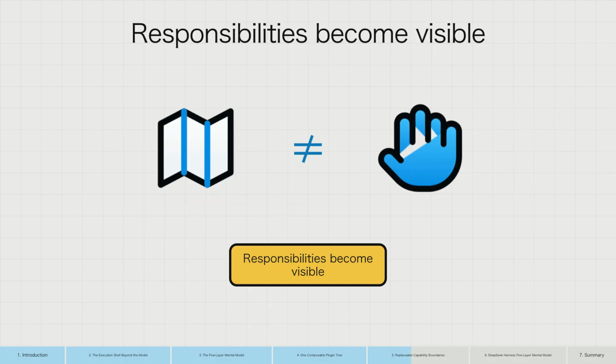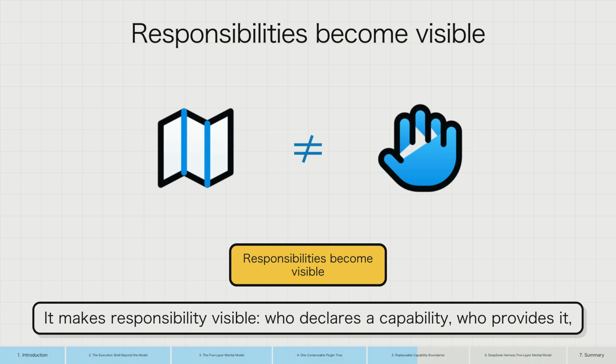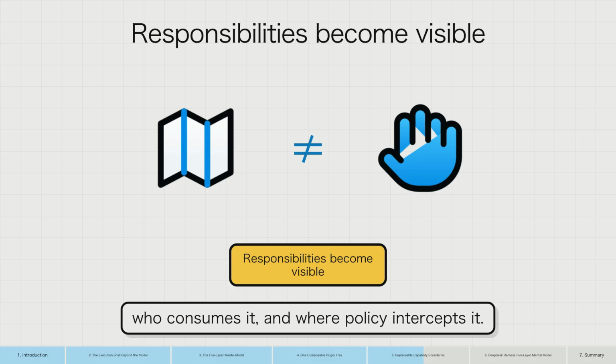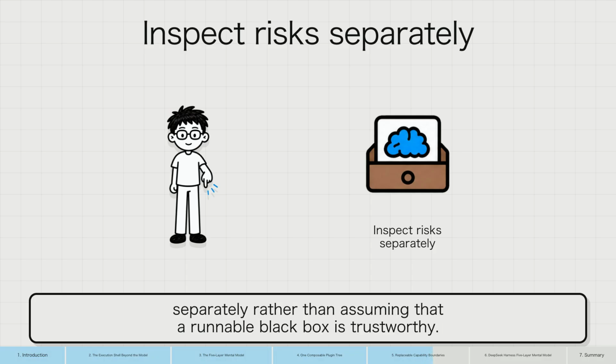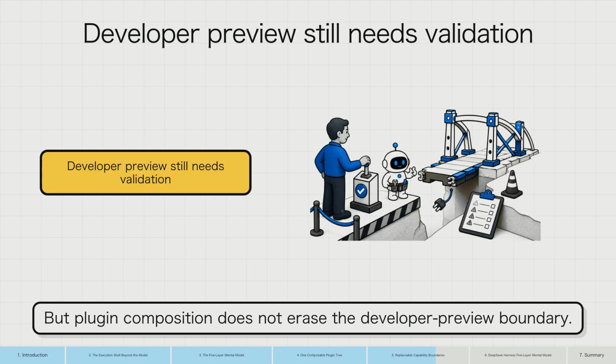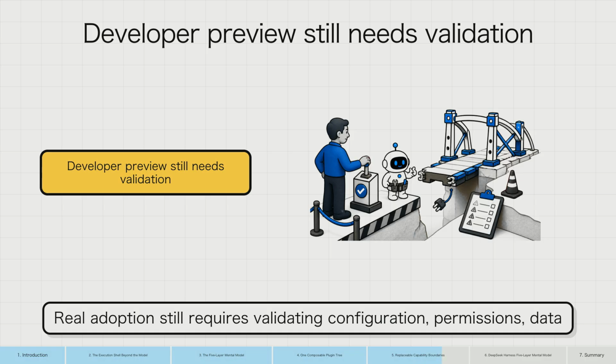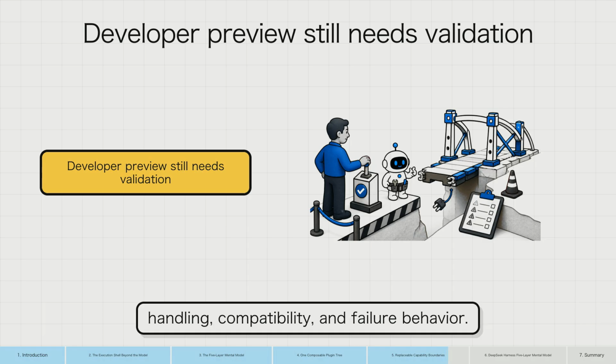What this adds to an AI agent is not merely a longer feature list. It makes responsibility visible: who declares a capability, who provides it, who consumes it, and where policy intercepts it. Visible boundaries let people inspect models, tools, state, and permissions separately rather than assuming that a runnable black box is trustworthy. But plugin composition does not erase the developer preview boundary. Real adoption still requires validating configuration, permissions, data handling, compatibility, and failure behavior.